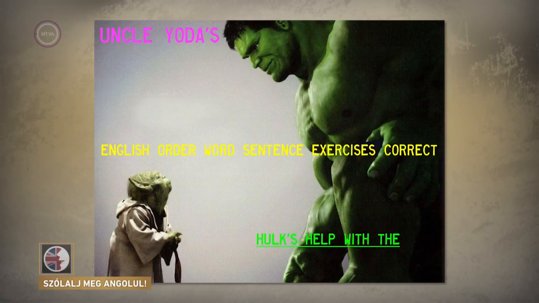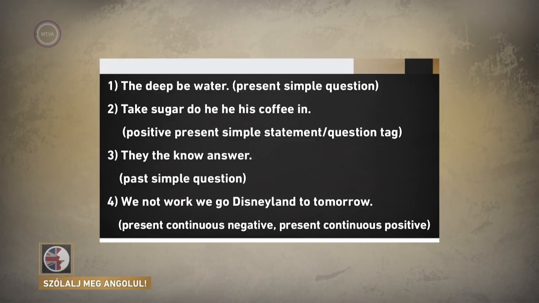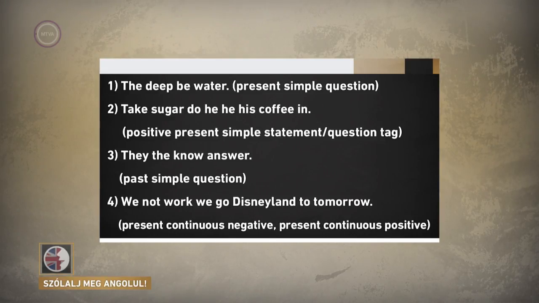Okay, so now that we've all been reminded of what we have to do, let's see the other sentences that we've got to disentangle. Number 1. The deep be water. Present simple question. Number 2. Take sugar do he his coffee in. Positive present simple statement, question tag. Number 3. They the no answer, past simple question. Number 4. We not work, we go Disneyland to tomorrow. Present continuous negative, present continuous positive.